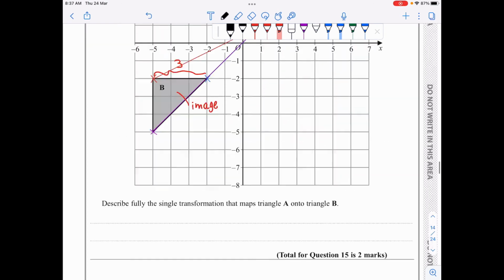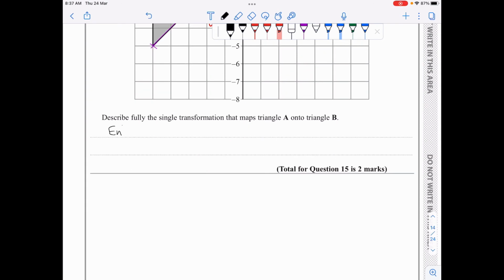So overall, this is an enlargement with center 1, 1 and scale factor minus 3 over 2.